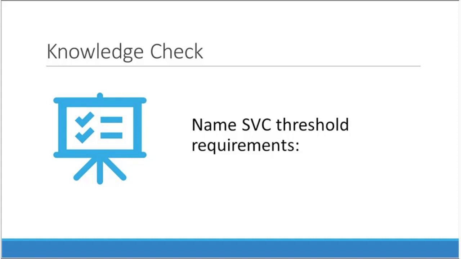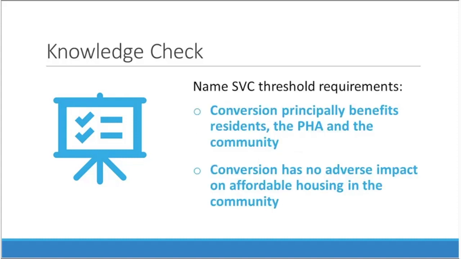So the requirements are, conversion primarily benefits residents. So this is one of these fundamental differences of Section 22, Streamlined Voluntary Conversion, from Section 18 in RAD. Really, the resident is more the center of the focus. And then the second one is the conversion has no adverse impact on the affordable housing in the community. So this gets into what, if not living in a public housing unit, where would these residents live if they had a voucher? That's the fundamental question there.